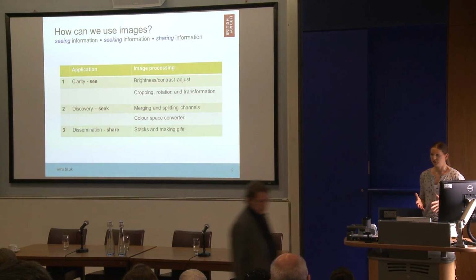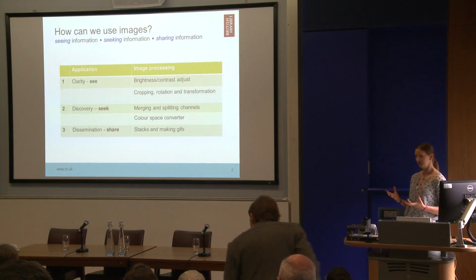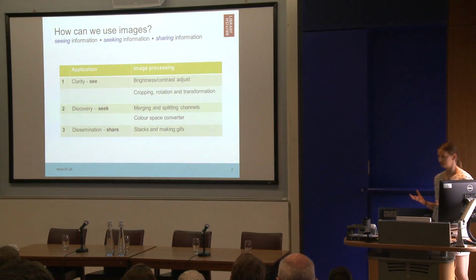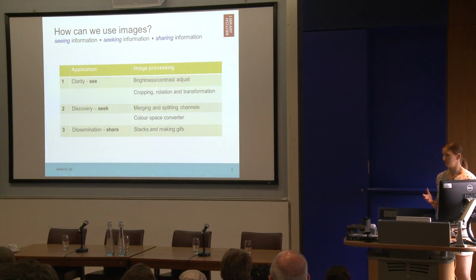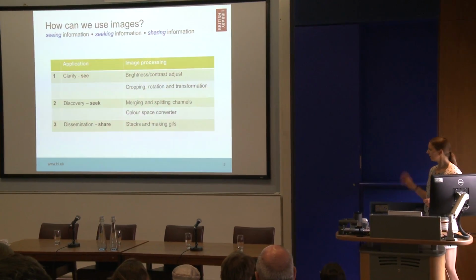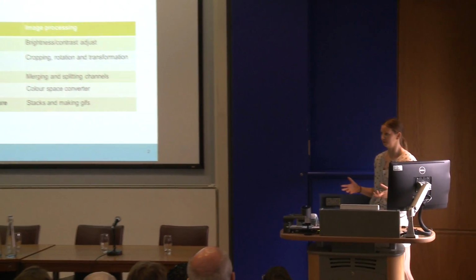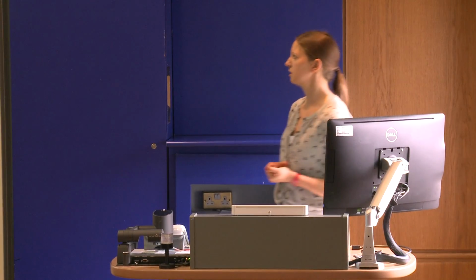So how can we actually use images? The three purposes of having an image are to see something, so to read text or to look at an illumination. But sometimes you want to use images to actually discover something, so we're looking at it to try and find new or different information. And then we also want to use it to disseminate that information. So if we have an image, as a result, we want to be able to share that with people. And if you can't do any of those three, see, seek, or sharing with the original image, then you can use image processing to help you to do that.